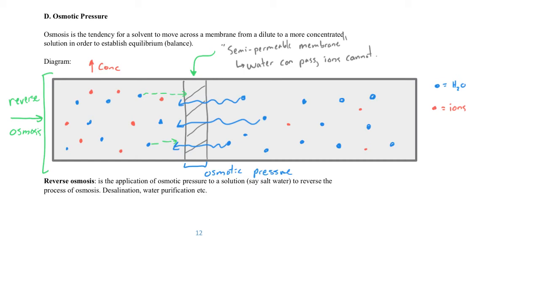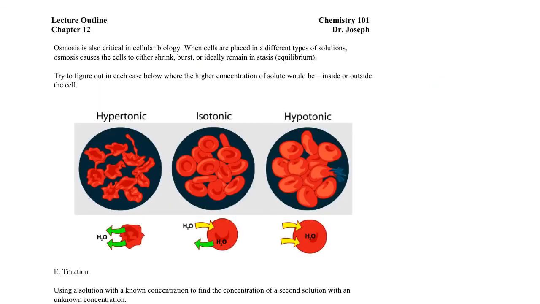Let's go to the next page where we'll learn about the effect of osmosis on cells. So it turns out that cells are encapsulated inside of a semi-permeable membrane. We call this the cellular membrane. Now, because cells are in an aqueous environment and they also contain a solution inside of them that is mostly water, they are definitely susceptible to osmotic pressure.